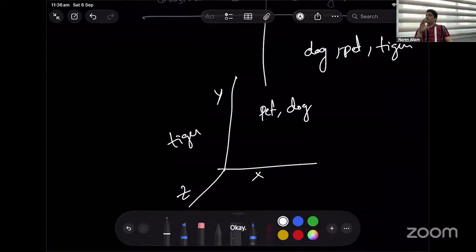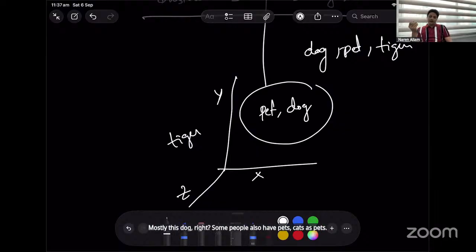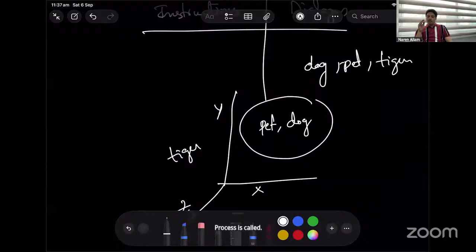Why are pet and dog almost at the same place? The reason is most pets are dogs, right? Whenever you see text in any journal, book, or article, usually pet and dog come in a similar paragraph. This is called the semantic relation. Semantic means the meaning. People usually mention, my pet has some health issue, and mostly it is a dog. Some people have cats as pets, but mostly it is a dog. This is how the information is stored. This process is called semantic analysis and semantic storage, and it is part of the instructions.